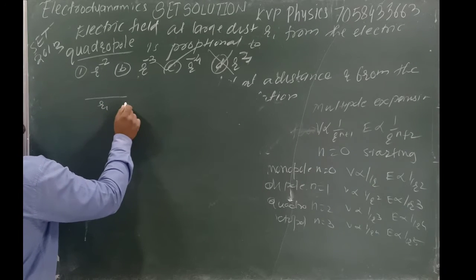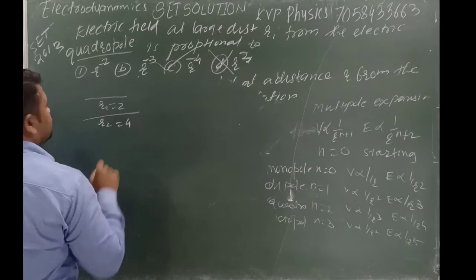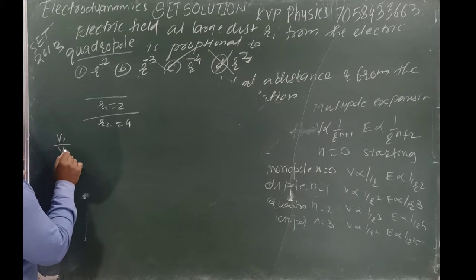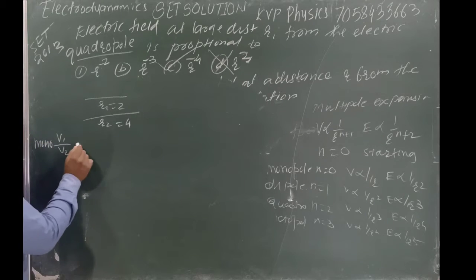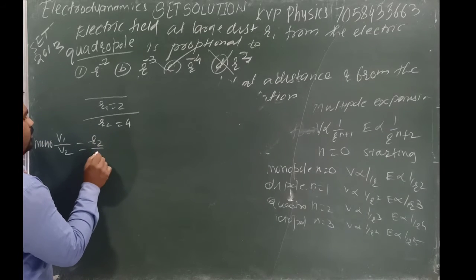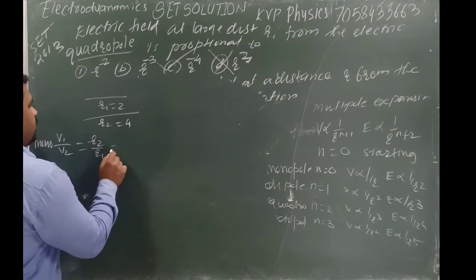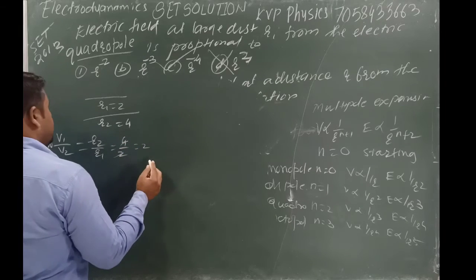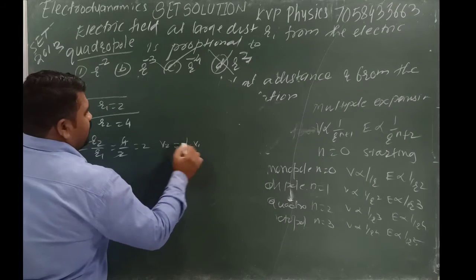R1 is equal to 2 and R2 is equal to how much? R2 is equal to 4, suppose. Then what is the relation between V1 and V2? V1 upon V2 for monopole is equal to R2 upon R1. R2 is equal to 4, R1 is 2, so this becomes 2. Means here potential V2 is equal to 1/2 of V1.